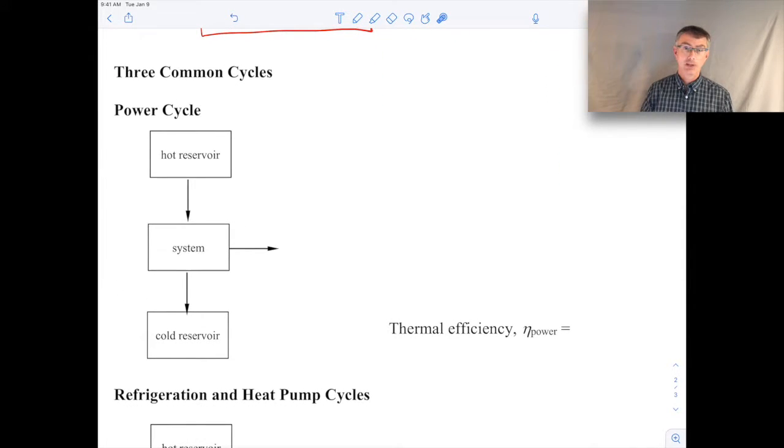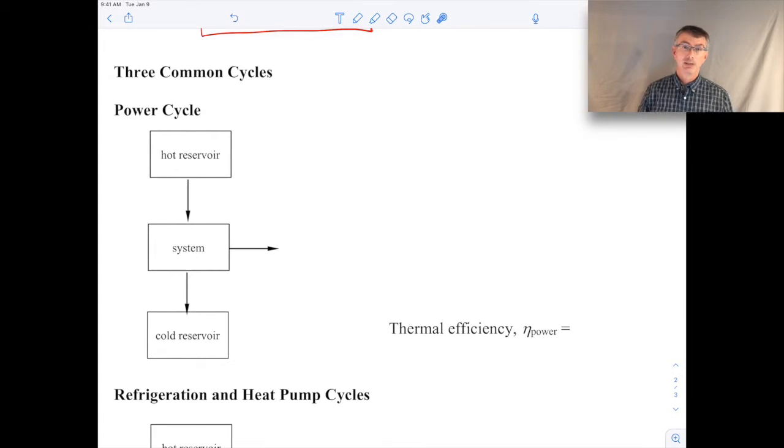Now, there are 3 common cycles that we'll deal with. The first one's a power cycle, and then the other 2 are a refrigeration cycle and a heat pump cycle. So let me talk about power cycles first. Now, there are many different types of cycles that can generate power. So one might be the type of cycle that you would find in a power plant. Often that involves what's called a Rankine cycle.